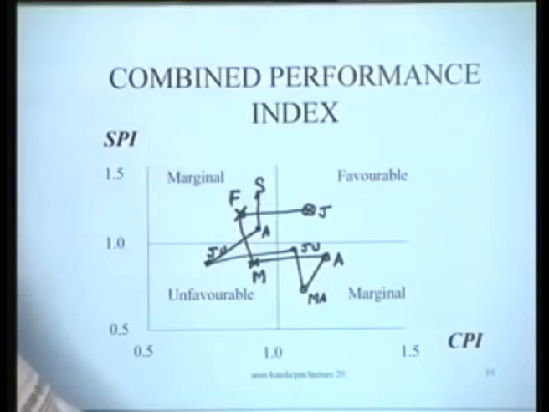Now, just to give you an idea of how this review is carried out, we will actually do a review for the project that we had undertaken, and we'll try to compute these values for the three curves A, V and C, and see what is the cost overrun and the time overrun for a particular project.